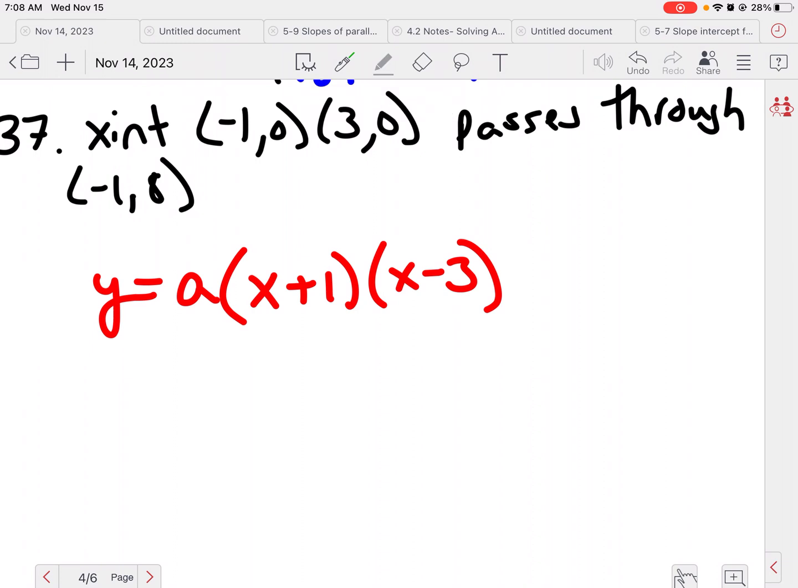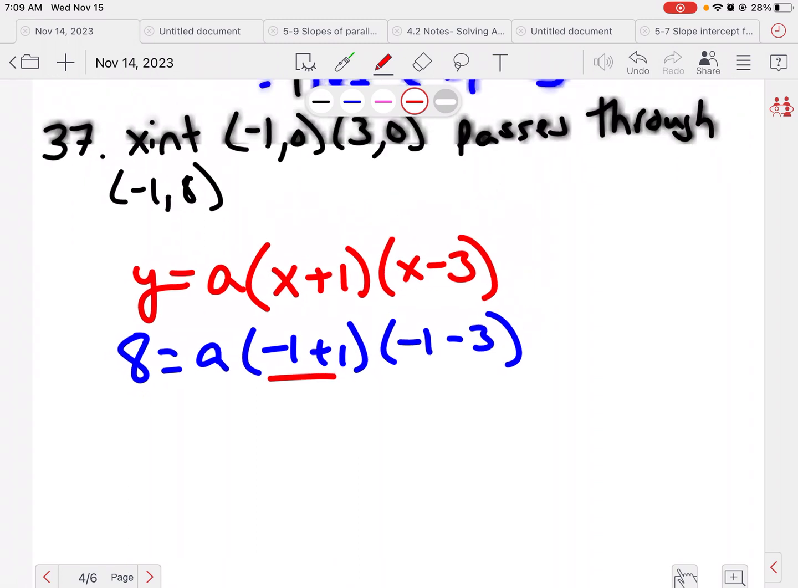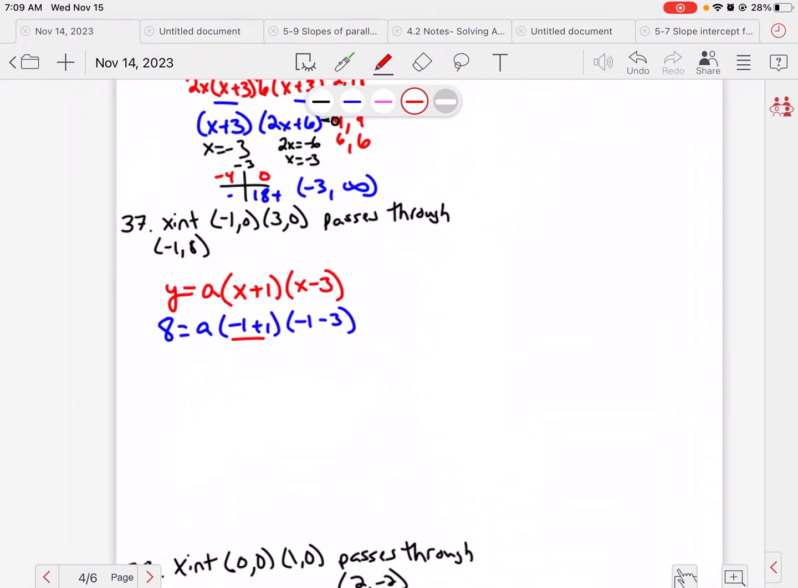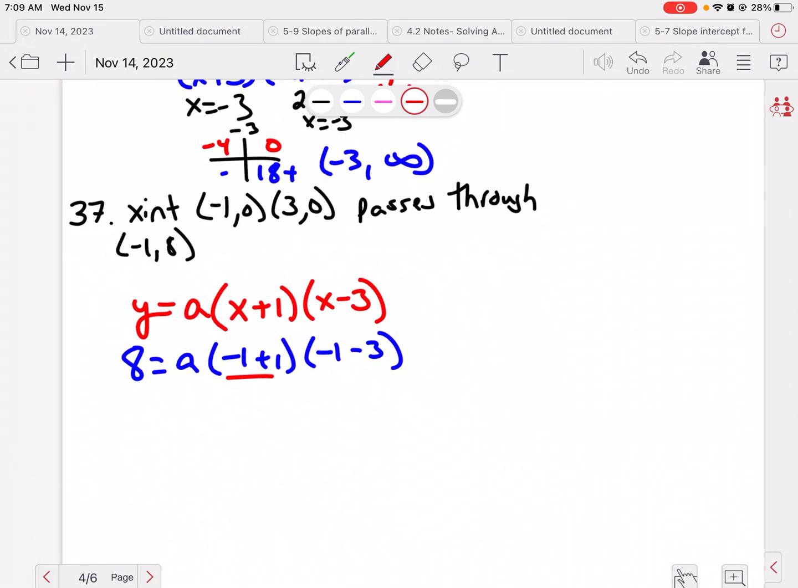So I need to figure out if that's going to be a thing or not. So what I'm going to do is I'm going to plug in what I know. So I know y is 8. I don't know a. I know x is negative 4 plus 1. And I know that negative 1 minus 3 is also a thing. So because the negative 1 plus 1 is 0, 0 times anything is 0. So you know what? That does not work out right. How many of these do we have? We have a couple of these. All right. We'll come back to that.